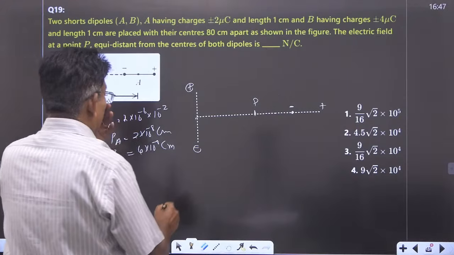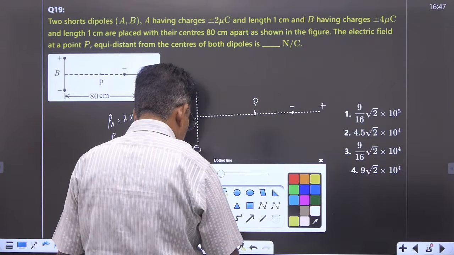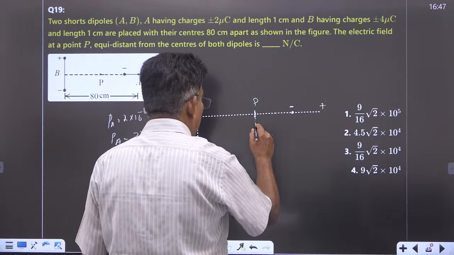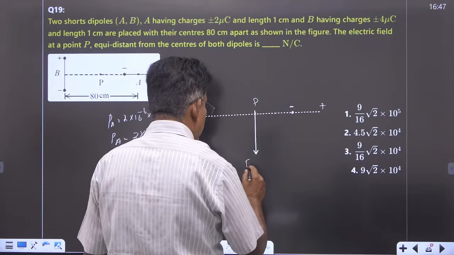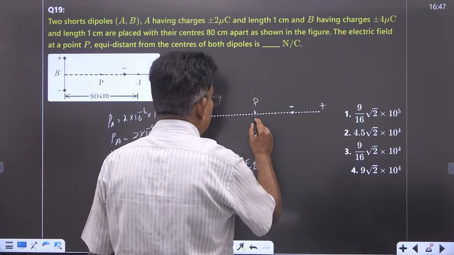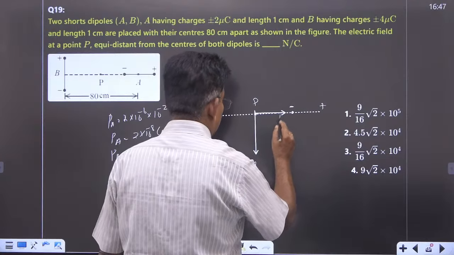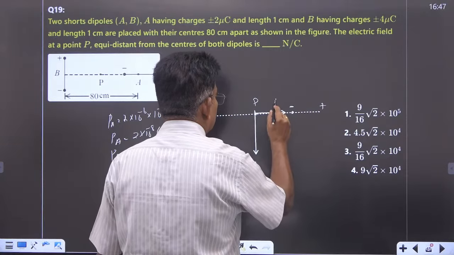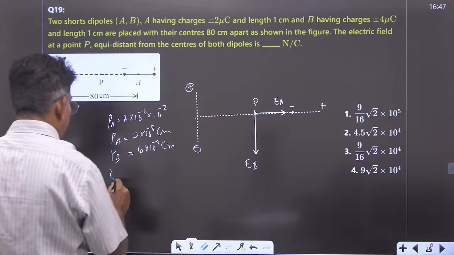Now, because the charge is kept on the equatorial line, the electric field is anti-parallel to the dipole moment vector. This is the electric field due to B. And due to A, the electric field is along the axial line from negative to positive. This is the direction of the electric field. EA and EB. So let us calculate EA.